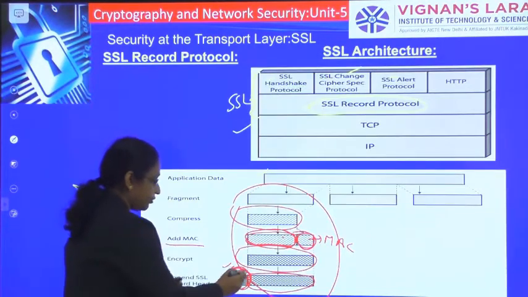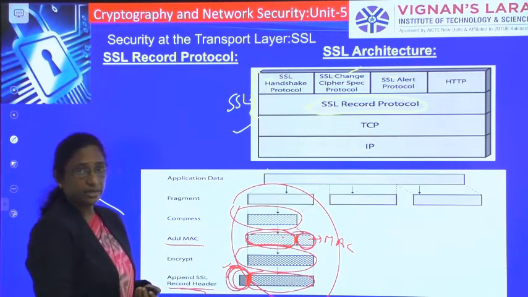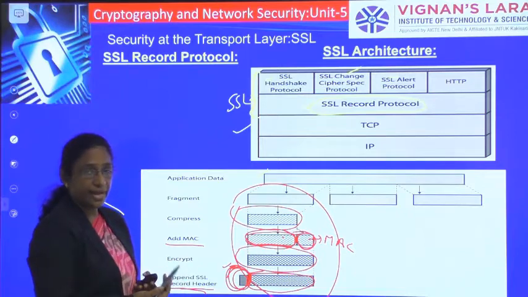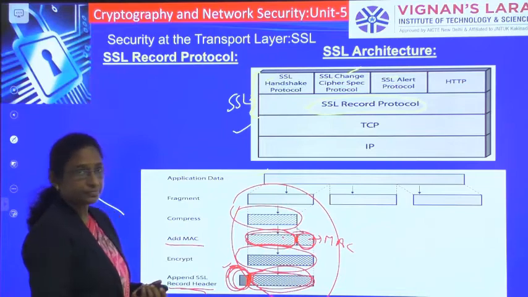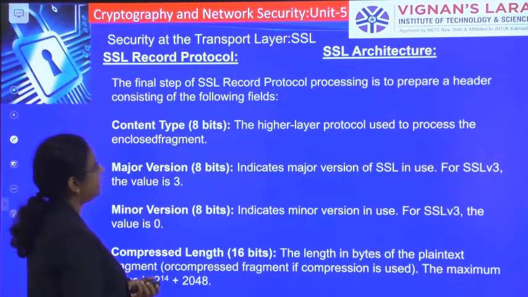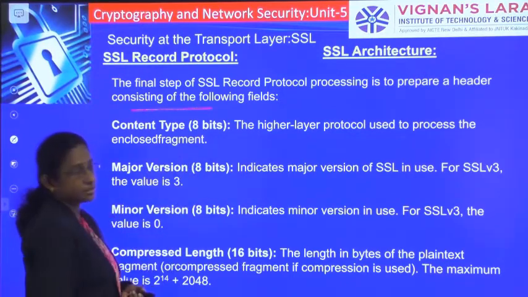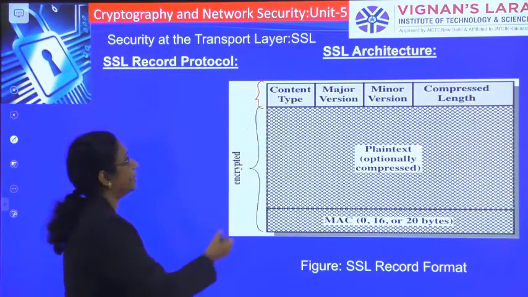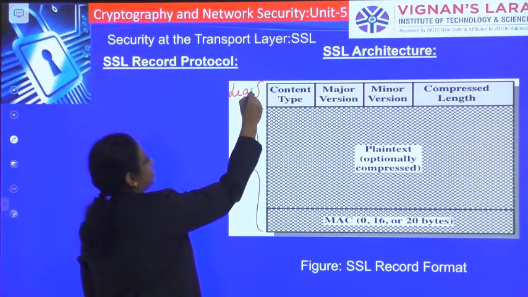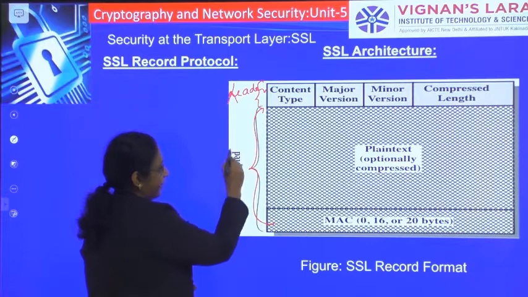So here, after doing this encryption, we will be appending an SSL record header to this encrypted data. That SSL record header consists of the following fields. This is your record header, and this is your encrypted data.